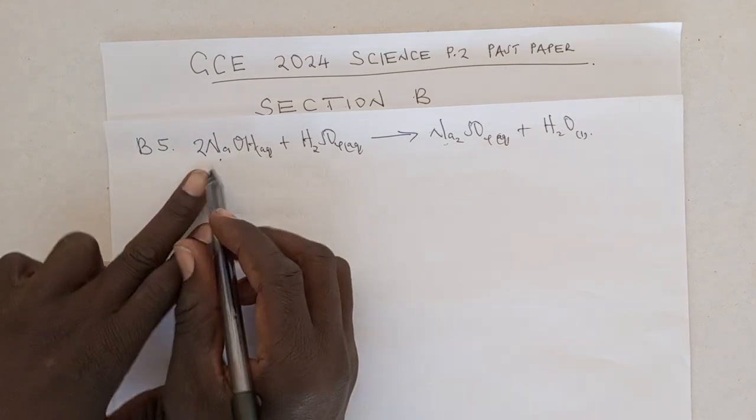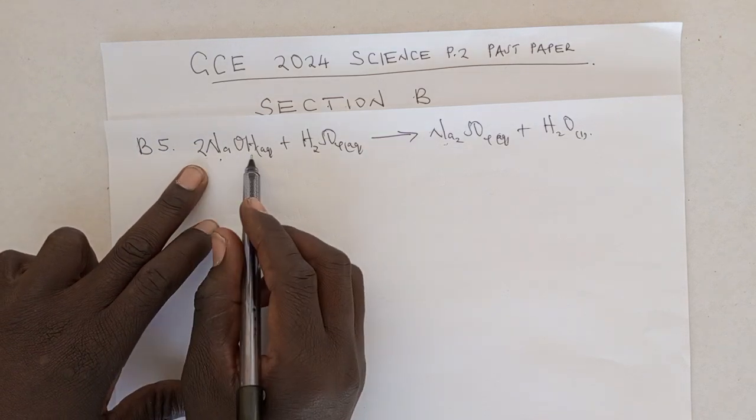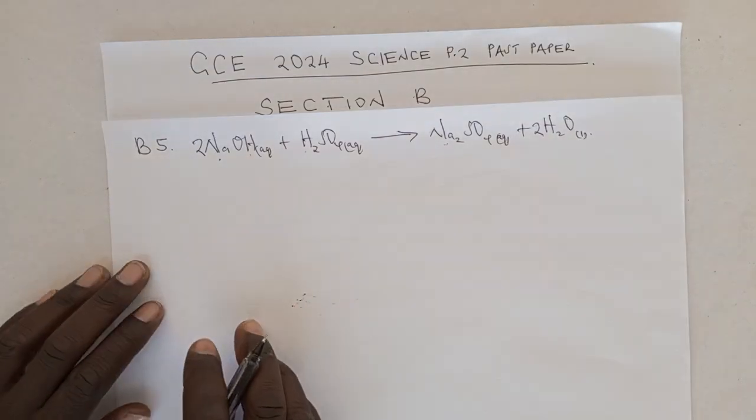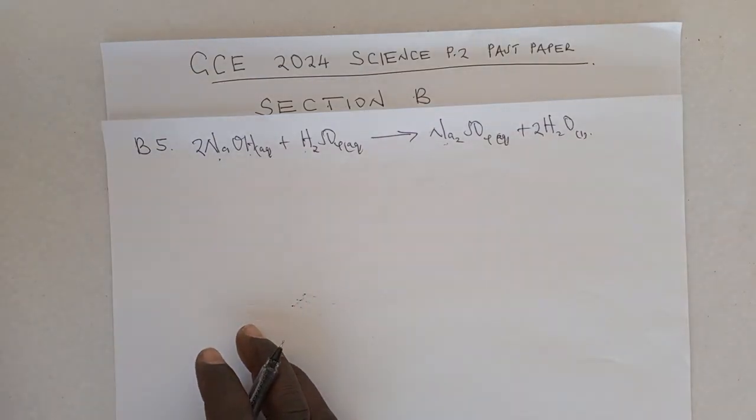So is the equation balanced? No, we have 2 here, hydrogen now has 4, so we put a 2 here, the equation is now balanced. Then we move on.